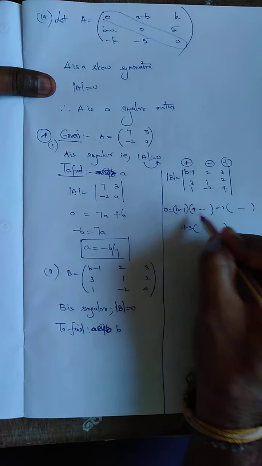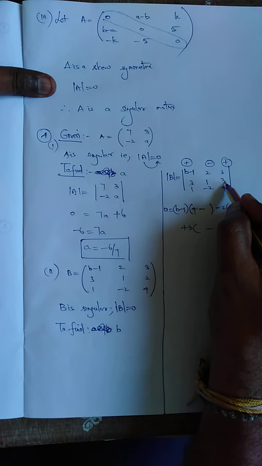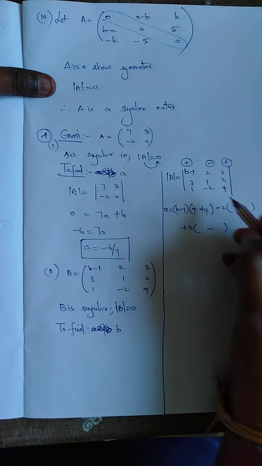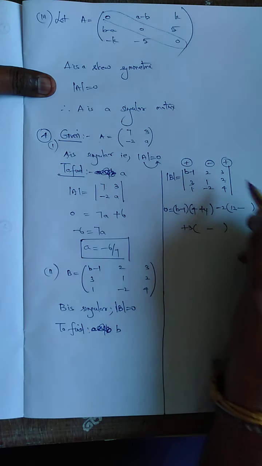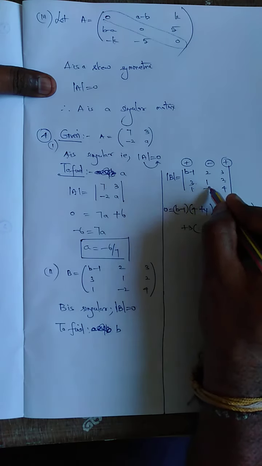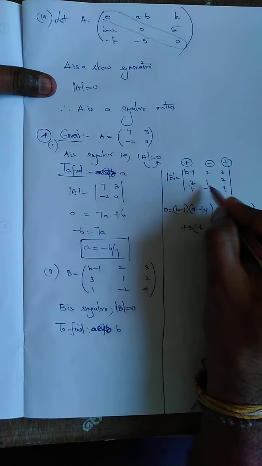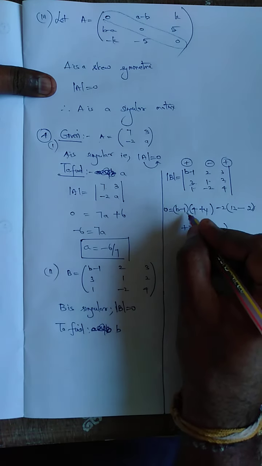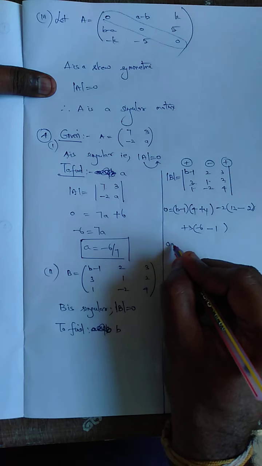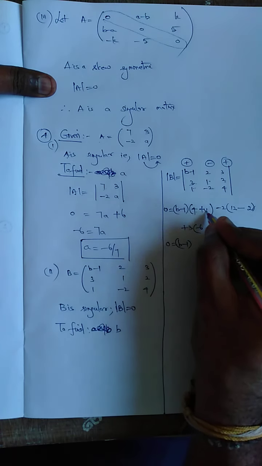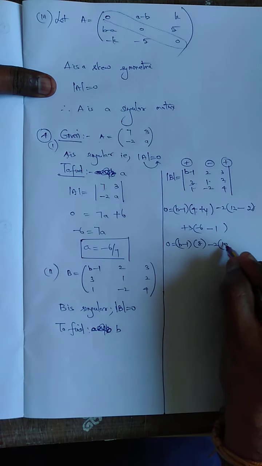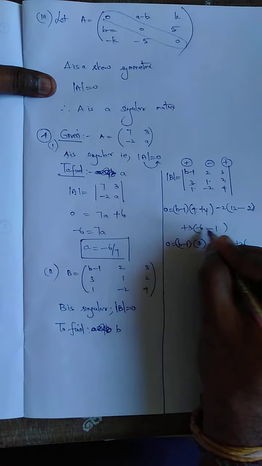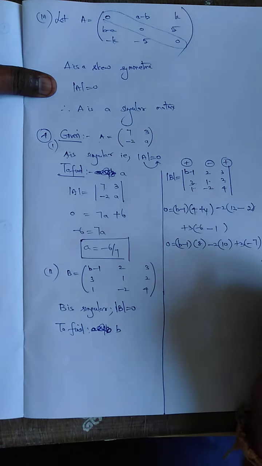1 into 4 is 4. Minus 2 into 4 is minus 8... minus 2 into 4 is minus 4, which becomes plus 4. 3 4s are 12, 1 into 2 is 2. Next 3, 3 into minus 2 is minus 6, 1 into 1 is 1. So 0 is equal to B minus 1 times 4 plus 4 is 8. Minus 2 times 12 minus 2 is 10. Plus 3 times minus 6 minus 1 is nothing but minus 7.